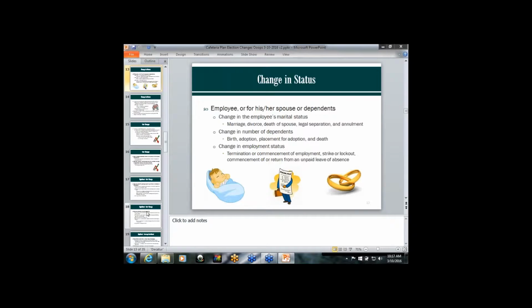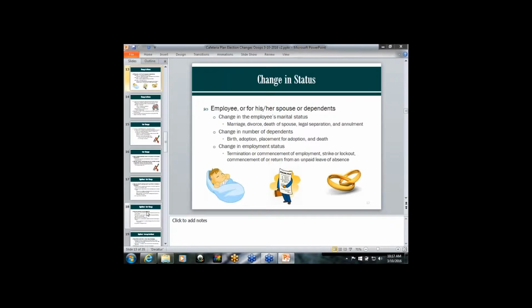So we talk about these change in statuses. What if somebody is terminated and then you rehire them within the same plan year? There's a special rule on that, and it tells us that if someone terminates and they come back within 30 days, they go back into the cafeteria plan just like nothing has happened. They can only make a change if they have been gone for more than 30 days.